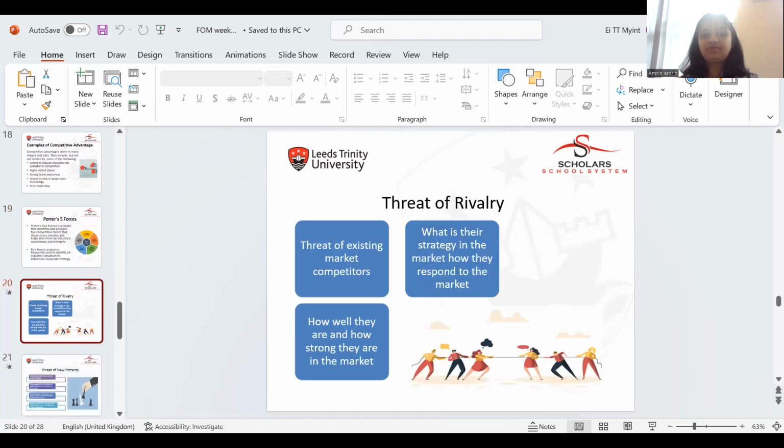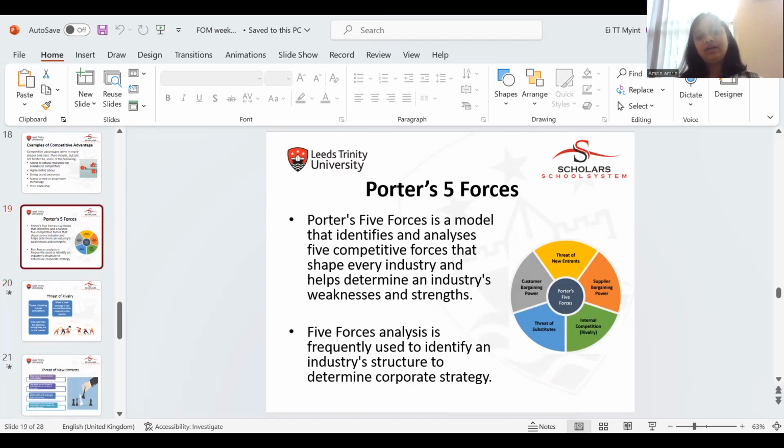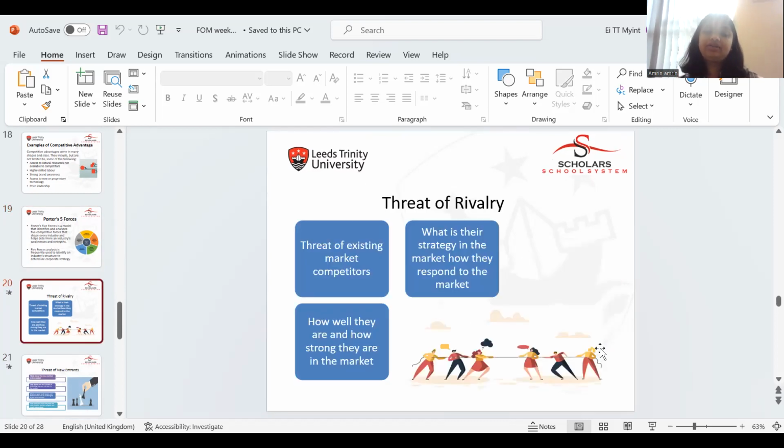Threat of rivalry, or threat of existing market competitors. As I was about to mention, internal competition means rivalry. What is their strategy in the market, how do they respond to the market, how well are they doing and how strong are they in the market? You can check and analyze yourself.